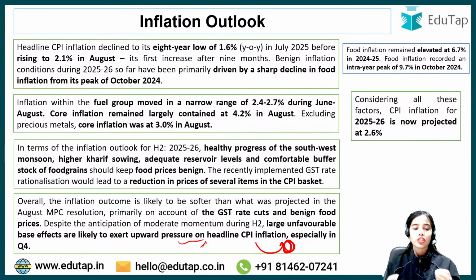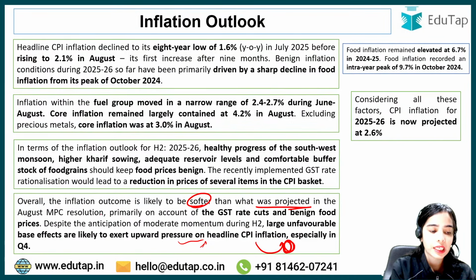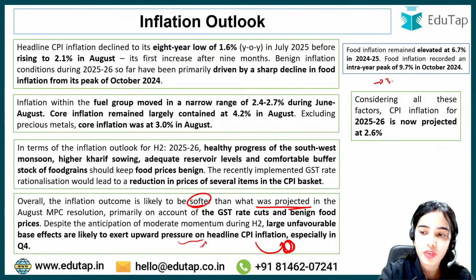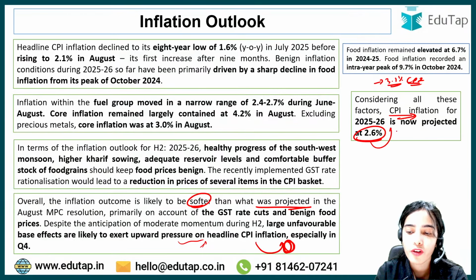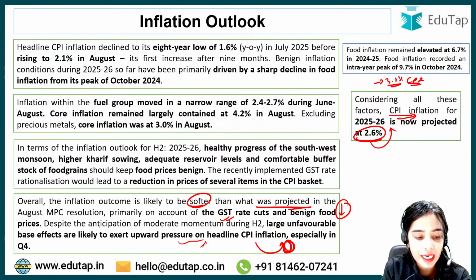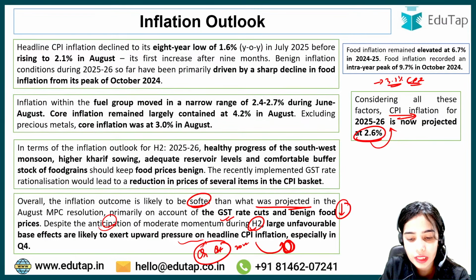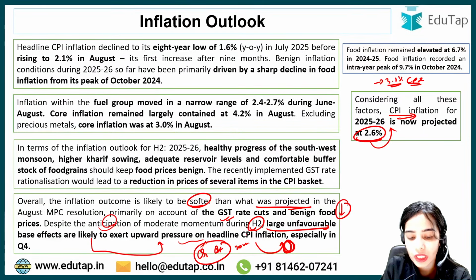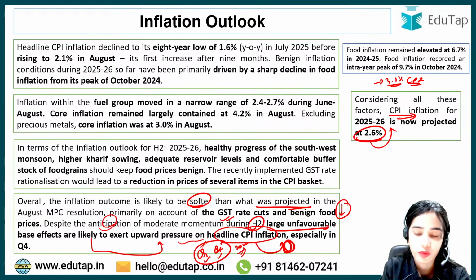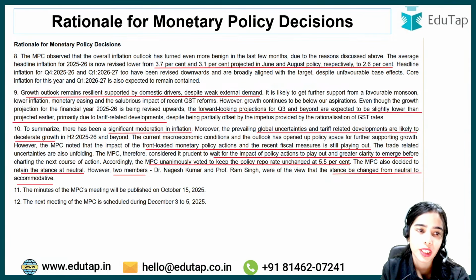So this is the idea that the inflation outcome is likely to be softer than what was projected in the August MPC. In the August MPC, the projection was 3.1% CPI for 2025-26, but now the CPI inflation projection is given at 2.6% for 2025-26. This is because of GST rate cuts and a decrease in food inflation. It is anticipated that in the second half, that is in the third quarter and fourth quarter of 2025-26, large unfavorable base effects are likely to exert upward pressure on headline CPI inflation, especially in quarter 4, but that will not be much effective in changing the inflation rate.